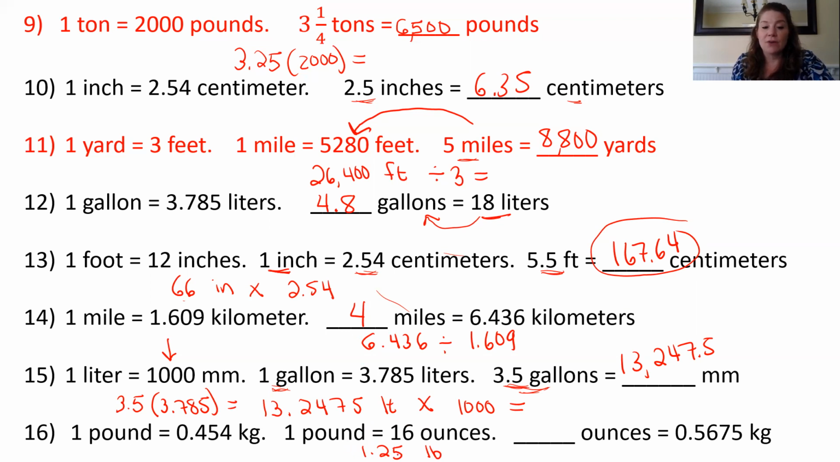Well, 1 pound is equal to 16 ounces. So I have a little bit over 1 pound. So I'm going to multiply 1.25 times 16. So 1.25 times 16 is 20 ounces. So 20 ounces is equivalent to 0.5675 kilograms. All right, so quite a few steps on some of those. So I hope all these examples are enough for you guys to complete what you need to this week. I'm sure they are enough.